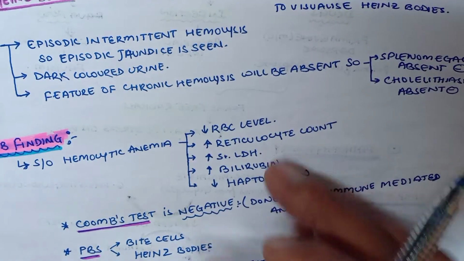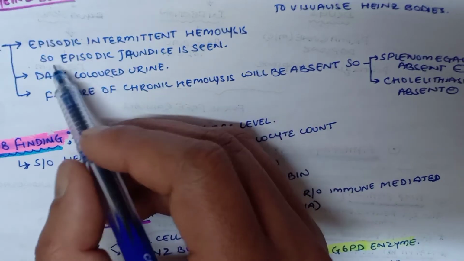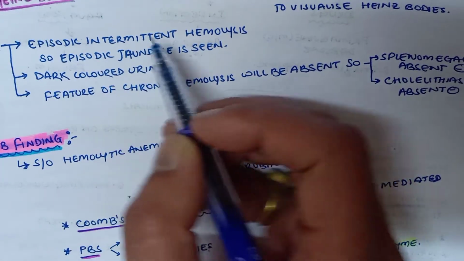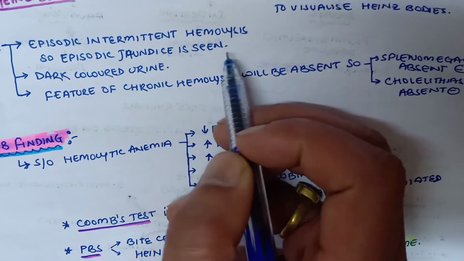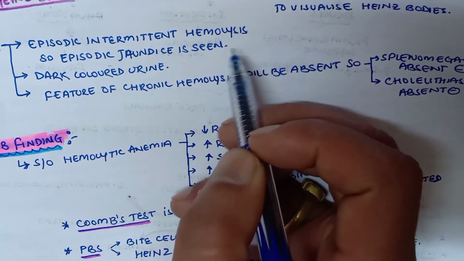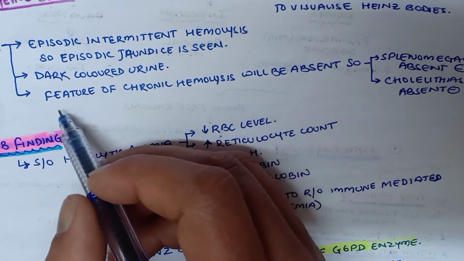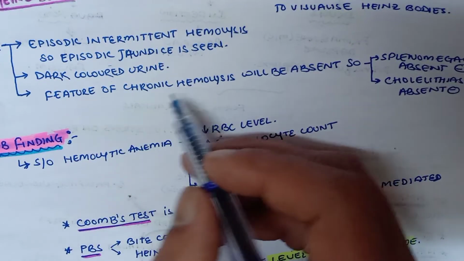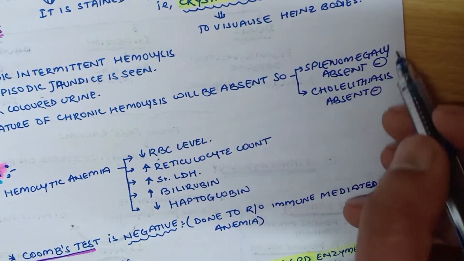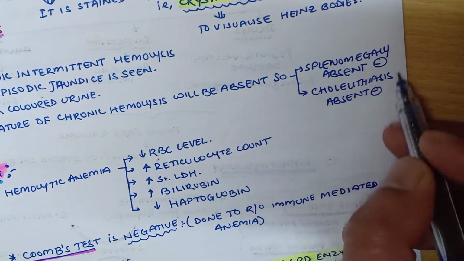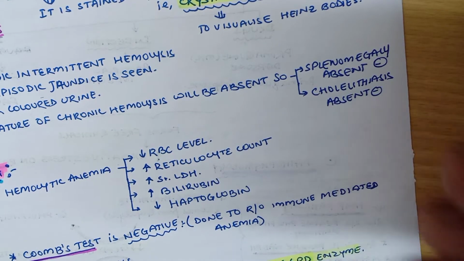Now, what are the clinical features of G6PD deficiency anemia? There will be episodic intermittent hemolysis. So episodic jaundice is seen. You will also see dark colored urine. In G6PD deficiency anemia, features of chronic hemolysis will be absent. So there will be no splenomegaly and no cholelithiasis.